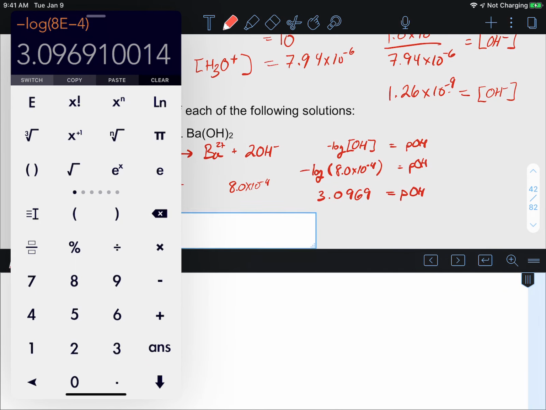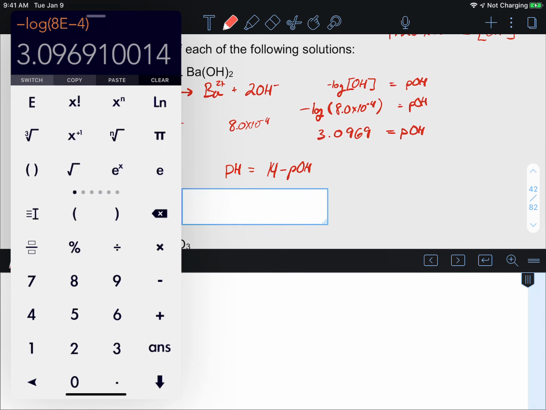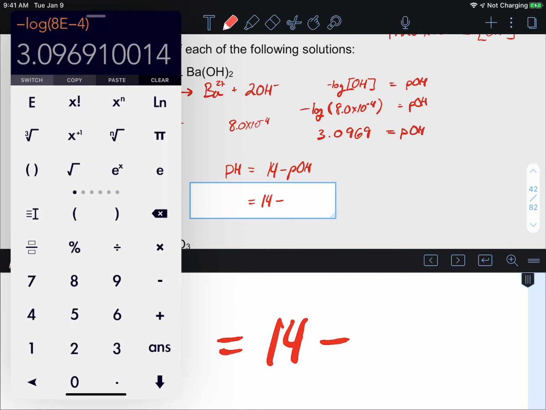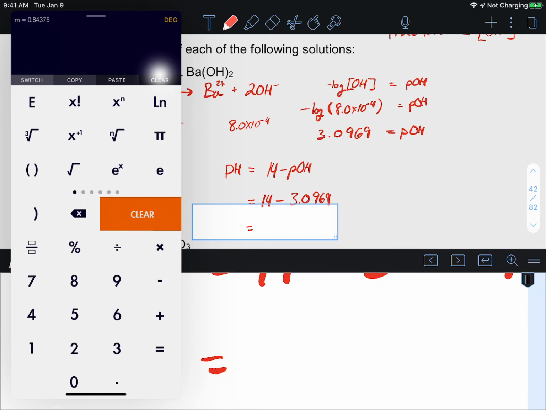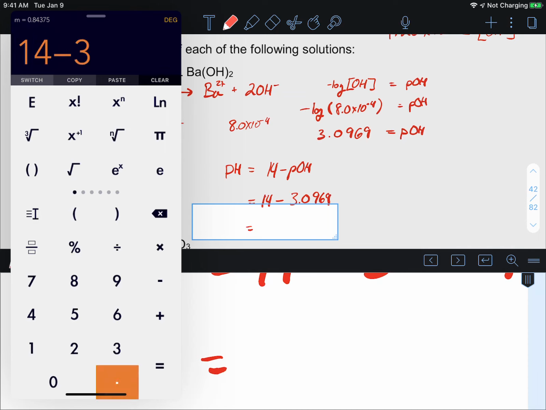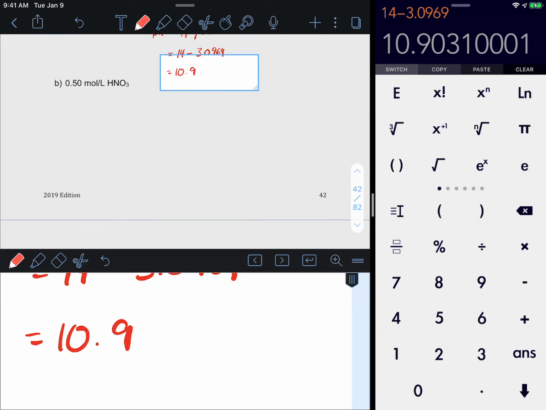And now I can find my pH because that's going to be equal to 14 minus my pOH. So that's going to be simply 14 minus 3.0969, which is 10.9, and my original value was 2 significant figures, so I can only really keep the 10. I can really just reduce this to 11.